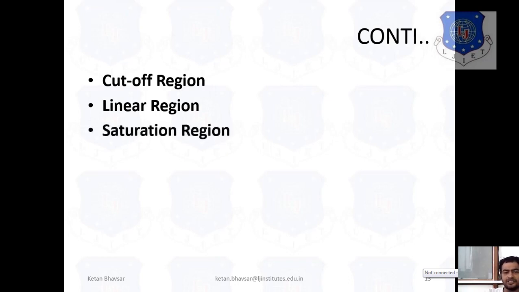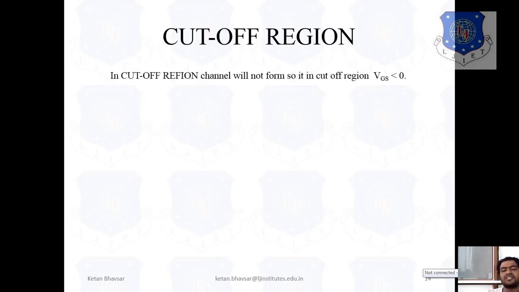Now we have to study these three regions, and first of all, what is the cutoff region? Cutoff region means the channel will not form because VGS is less than 0. If you do not provide sufficient voltage to the gate to source terminal, if it is not greater than the threshold voltage, then in this situation the channel will not form. So we can say that right now it is in the cutoff region.